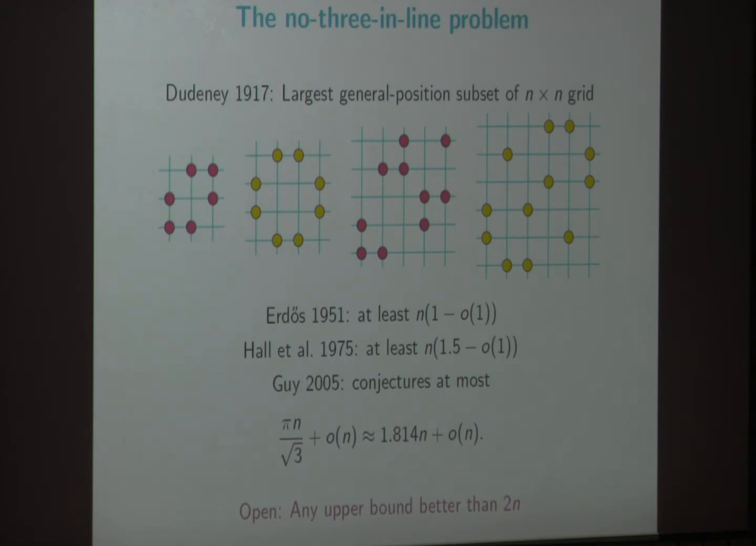And actually, if you compute how many different placements of 2n points there are on an n by n grid, they seem to be growing exponentially. So there's a lot of solutions. But nevertheless, it is not known whether it is always possible to do that. In fact, it's been conjectured not. So Guy conjectured that there were at most 1.8n points in an n by n grid that you could place in general position.